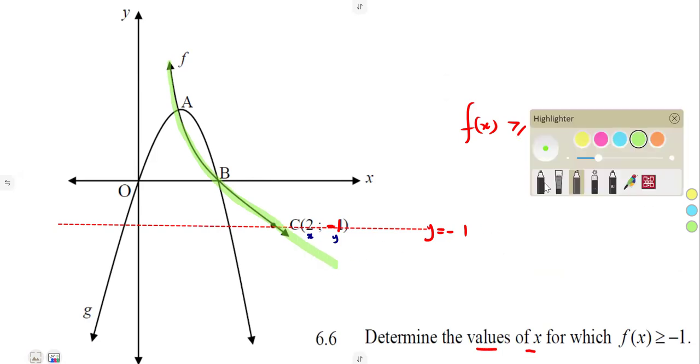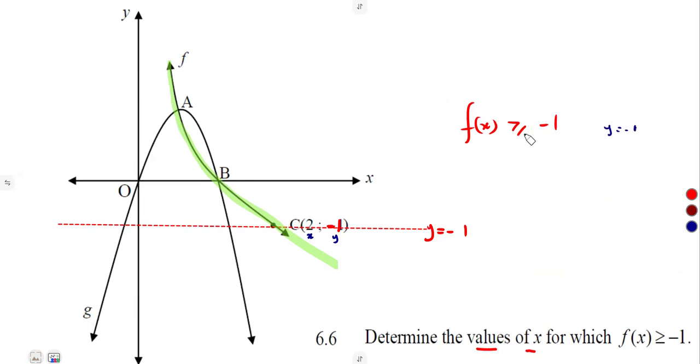Greater than minus 1, meaning to say our y values must be bigger than what? Minus 1. So the critical value there at minus 1 on the graph is what? The x value is 2. So we compare from that 2, on the left side here, what is happening to the y values on f? The y values, compared to minus 1, are above, on top of minus 1, meaning these y values are greater than minus 1.